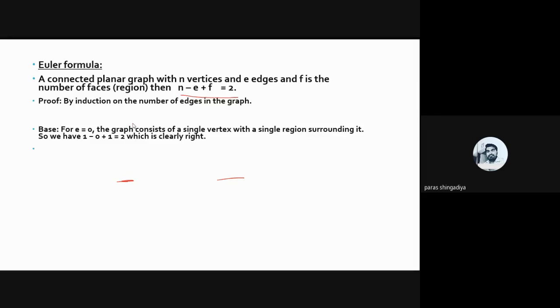What do you have to verify in this? Collect the number of vertices, check the number of edges, and put the number of faces. So what answer will you get for n minus e plus f? Always 2. So that is the verification form. Now we have to prove it. How can we prove it? We'll apply the induction rule on the number of edges in the graph.